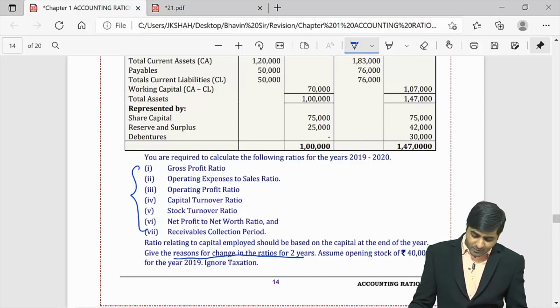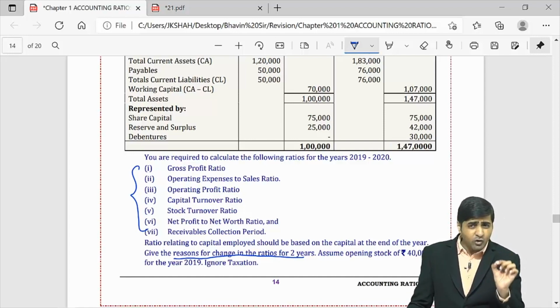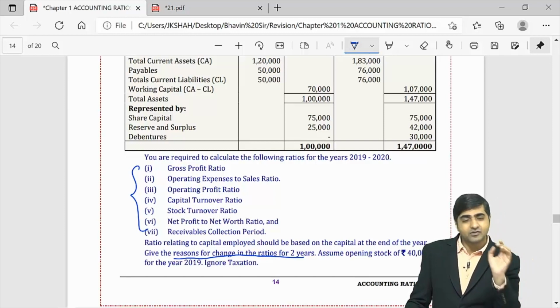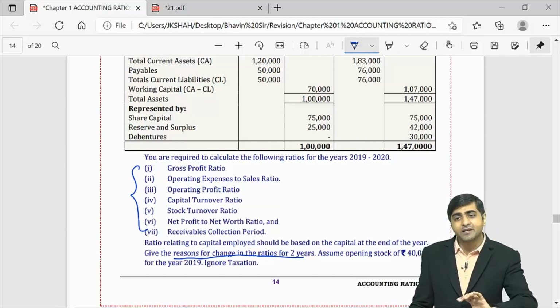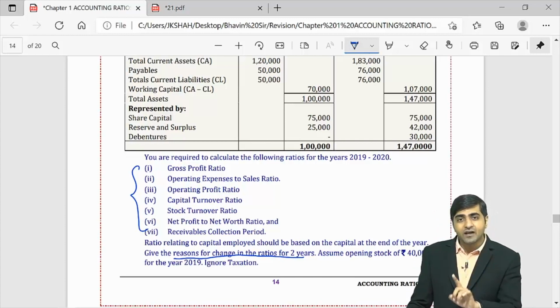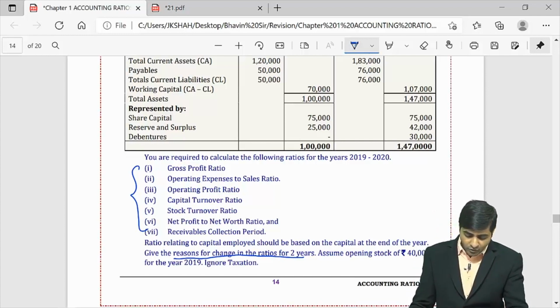But guys, here you have to remember that in both the years we are going to take closing capital employed only, because your first year opening capital employed is not available. So we'll be dividing the sales by closing capital employed. In the second year, though there is opening available, we are going to divide by closing capital employed only.